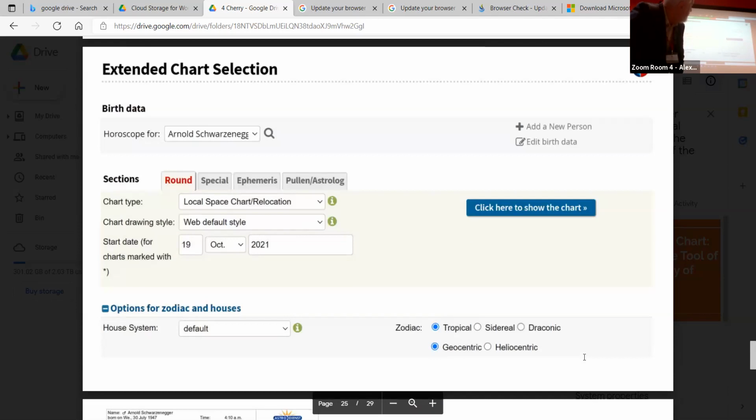And this is astro.com. This is a page. You need to navigate the menu, but it's not that difficult to find extended chart selection. I think it's horoscopes, free horoscopes, something like that. They changed their menu recently, but it shouldn't be too difficult. There is a place in this wonderful website where you can create all sorts of charts. And this is how you specify local space chart relocation, because you want to create it for a different location usually. And then a little bit below on the page, you specify the location for which you want to create it.